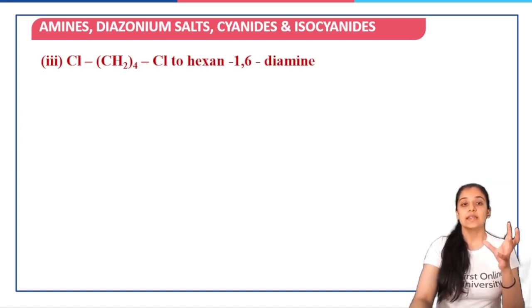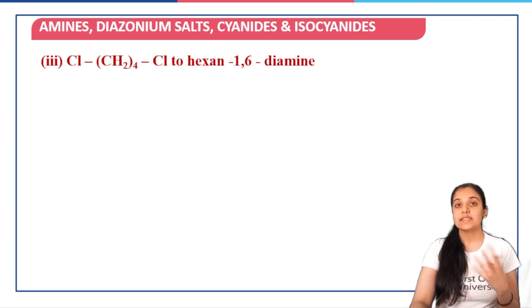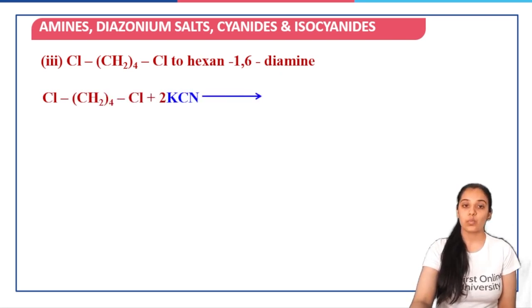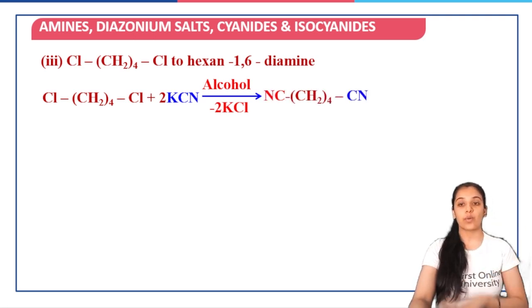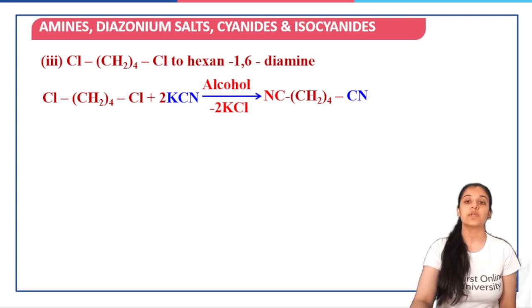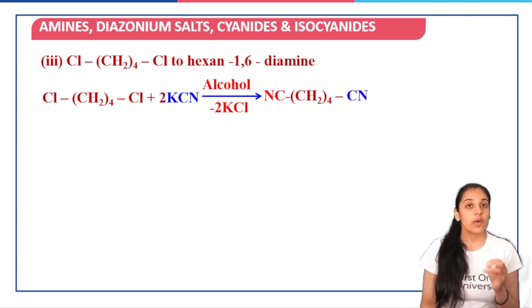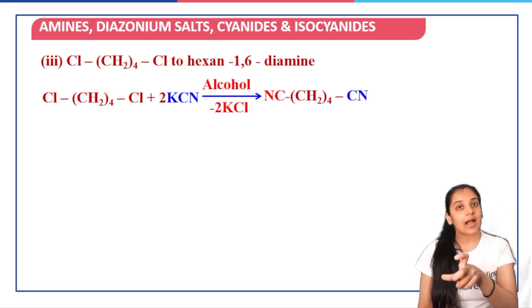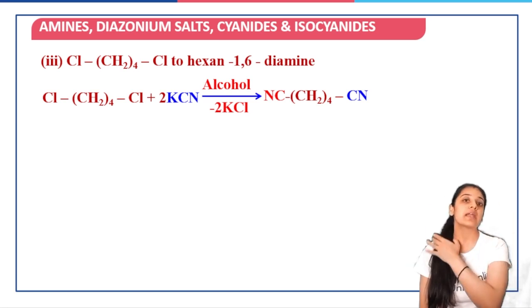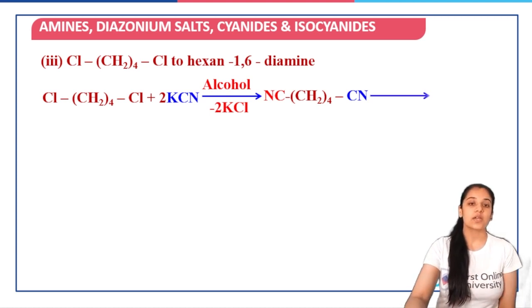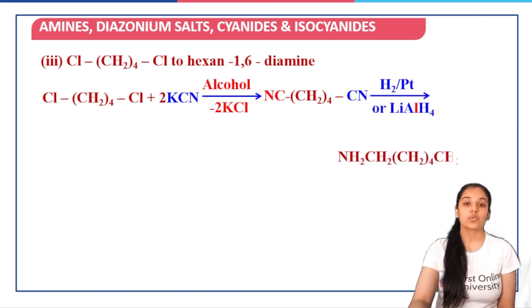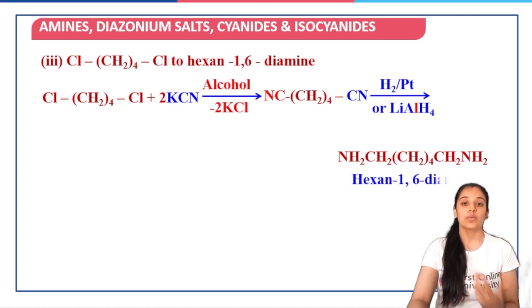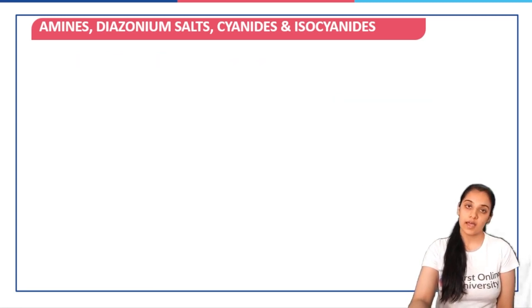Next was tetramethylene dichloride to hexane-1,6-diamine. So when we react with KCN in the presence of alcohol, instead of the 2 Cl groups, we are going to get the CN group. And we know that CN can be reduced to NH2. So what you have to focus on is to convert it into that particular functional group which is capable of getting converted into the NH2 group. And we know that CN on reduction with H2/platinum or LiAlH4 is going to give amine, which is nothing but hexane-1,6-diamine.